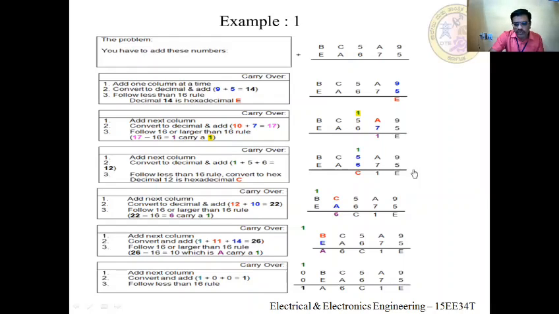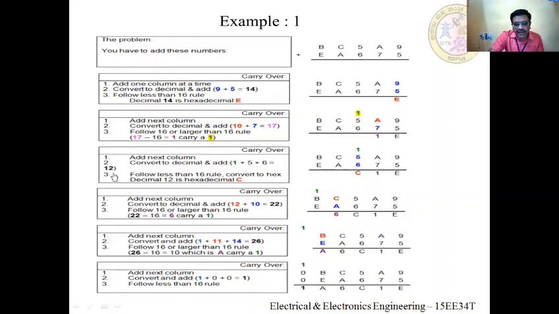In step 3, we are supposed to add 5 and 6. But 5 and 6 should be added along with the carry, because from the previous step a carry has been generated. So step number 3 is convert to decimal and add: 1 plus 5 plus 6. 1 plus 5 is how much? 6. 6 plus 6 is how much? 12. The hexadecimal equivalent of 12 is C.